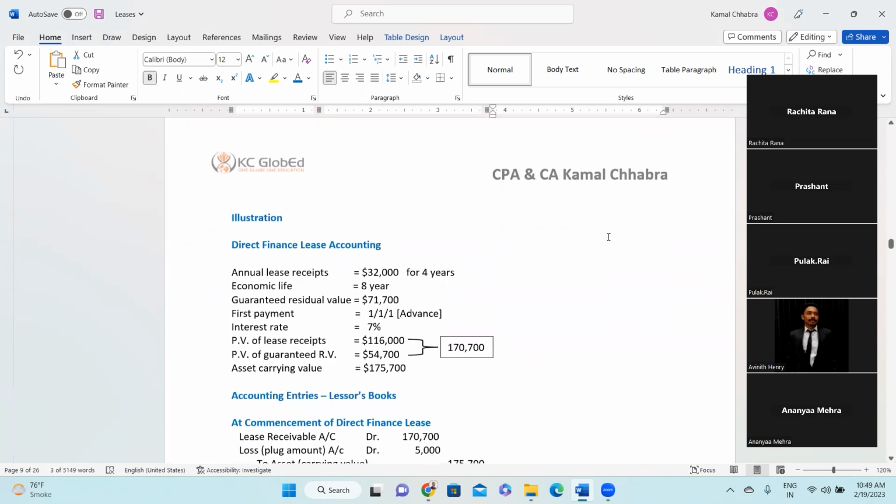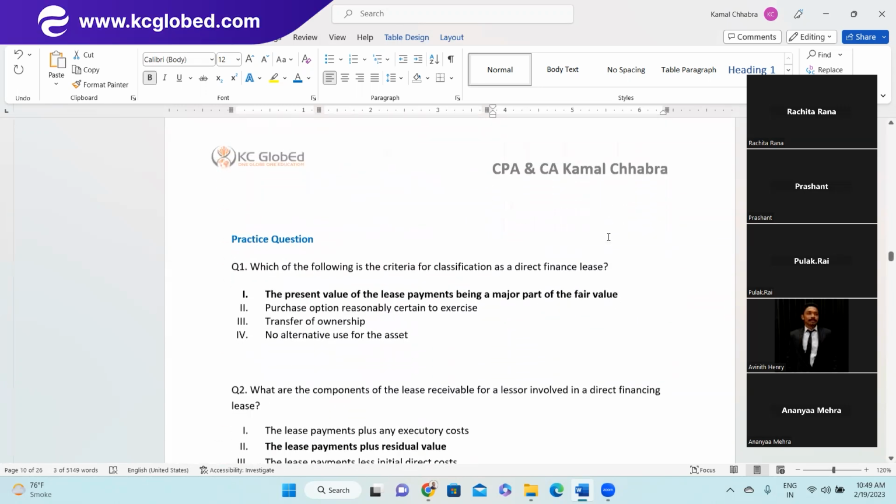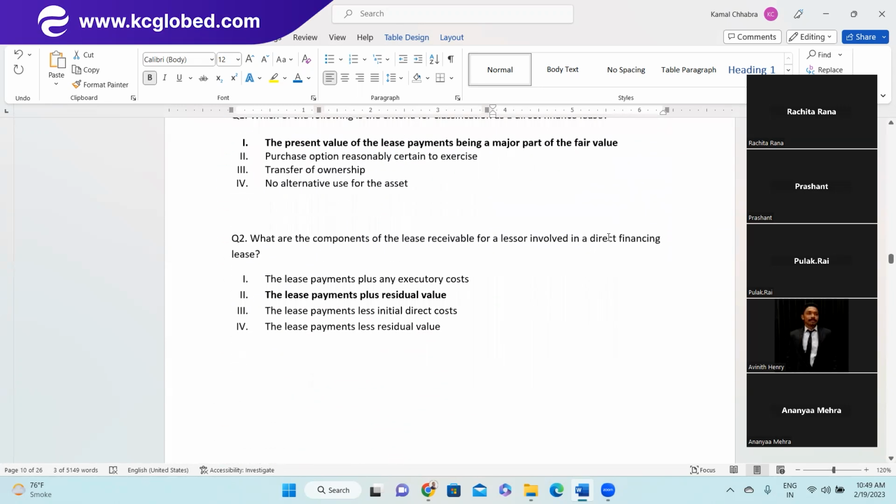Yep. Ananya, Avneet, Prashant, you guys are very silent today. Pulak, Rachita. So far, so good.